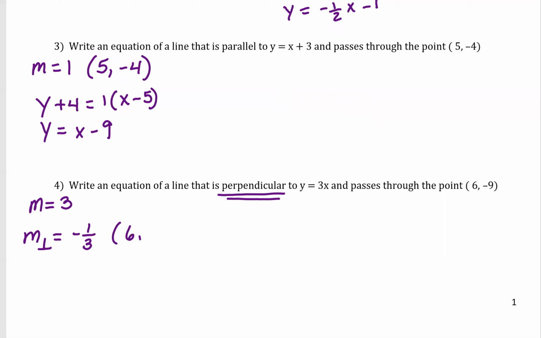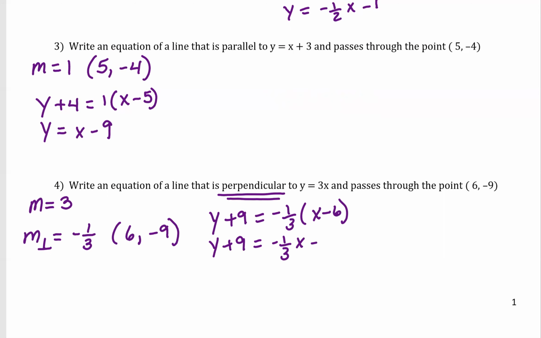Going through the point 6, negative 9, I'm going to use point slope. So that is going to be y minus negative 9, and a minus minus makes it a plus, is equal to the slope times x minus the x value. And subtract 9 from both sides. So there's the equation of the line.